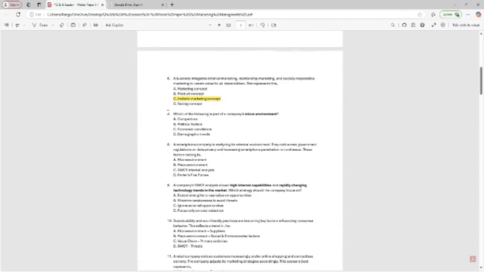We discussed that the marketing environment can be divided into two parts, the microenvironment and the macro environment. And we also discussed what the microenvironment factors and the macroenvironment factors are. So here I asked which of the following is part of a company's microenvironment.